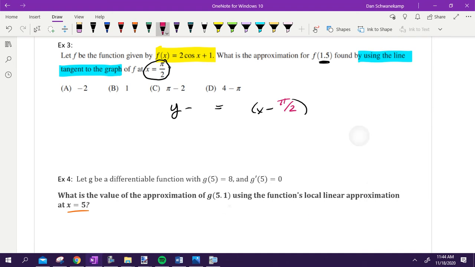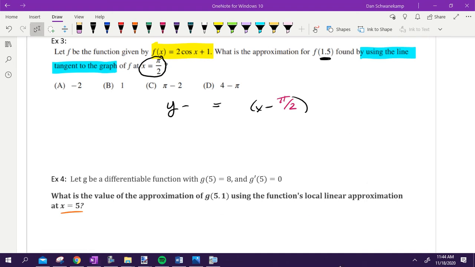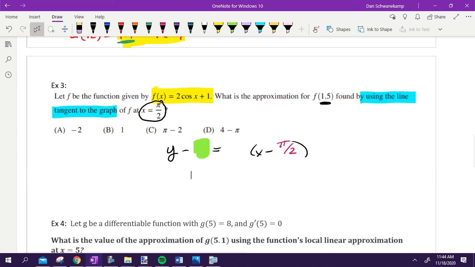So let's try it, see what we can do. I need to know my y value. How can I find my y value? Plug it in. And so we're plugging in pi over 2. So it is 2 cosine pi over 2 plus 1. Pi over 2 is up here on my unit circle. What is cosine of pi over 2 going to get you? That is 0. So this is 0 plus 1. My y value is 1. Boom, got it.